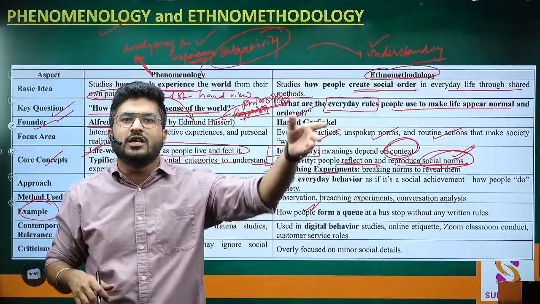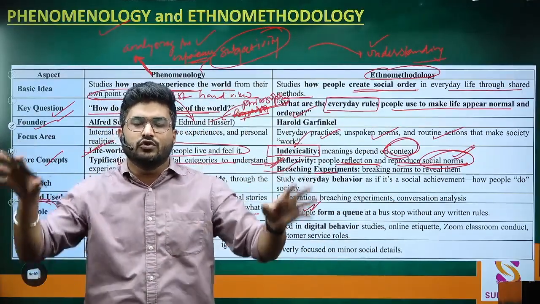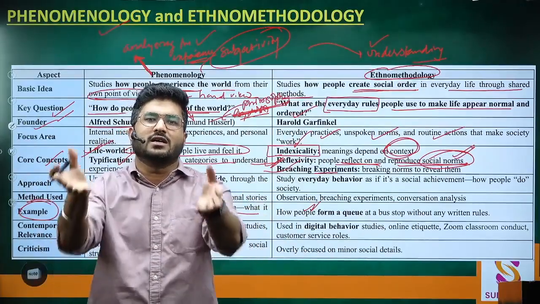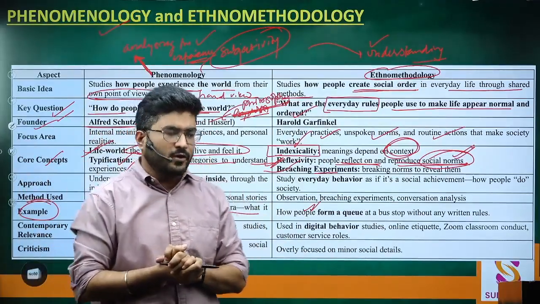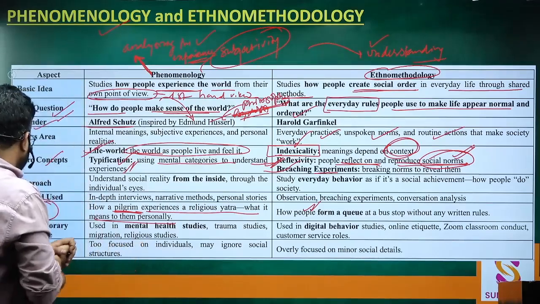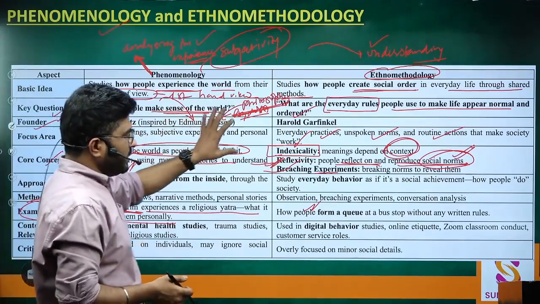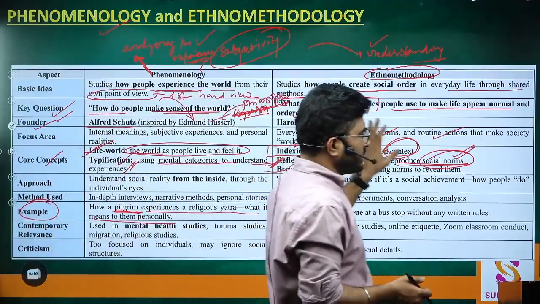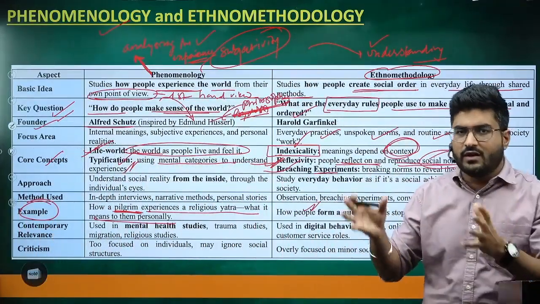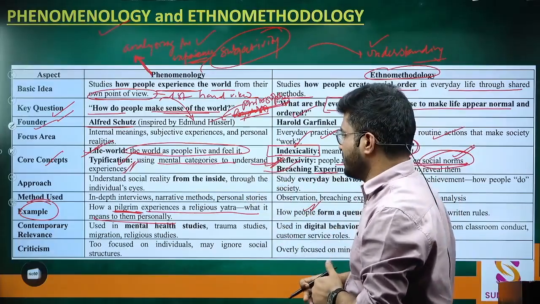For example, you will start smoking in the metro to understand what that social reality is, how the social construct reacts to that thing. Okay, then the approach is the same, that it tries to understand from the insider meaning, whereas ethnomethodology tries to understand the everyday behavior, that how a social order is maintained in this particular behavior.